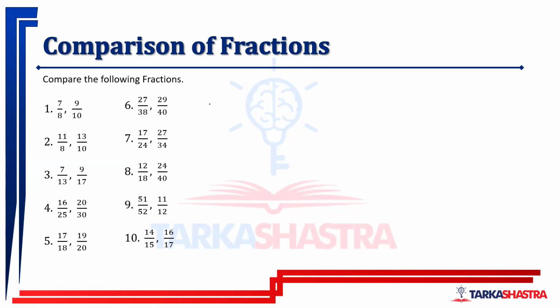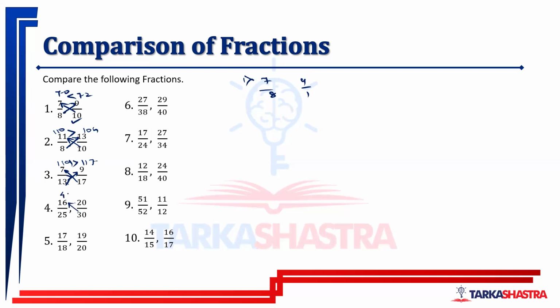So if you really want to gain something from this video, make sure that you pause the video and try this exercise. So first is 7 by 8 and 9 by 10. Let us multiply it here itself. So this is 70. This is 72. 72 is greater, so 9 by 10 is greater. Then 11 into 10, 110. 8 into 13, 104. 110 is greater, so 11 by 8 is greater. 17 into 7 is 119. And 13 into 9 is 117. 119 is greater, so 7 by 13 is greater.